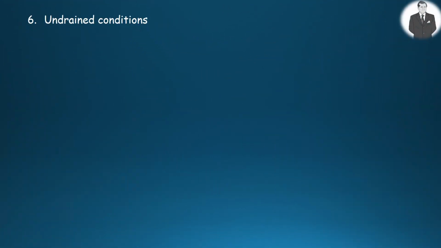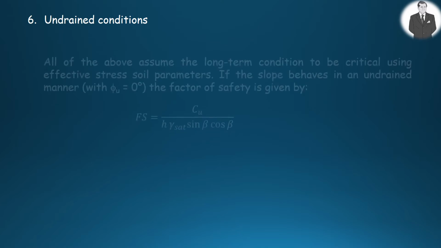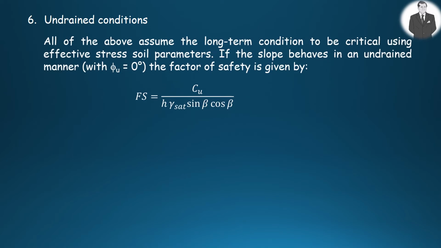And finally, the sixth condition is the undrained conditions. So far, the long-term condition is assumed to be critical using effective stress soil parameters. If the soil is under undrained condition, the factor of safety can be obtained by the equation given here, where Cu is the undrained shear strength.